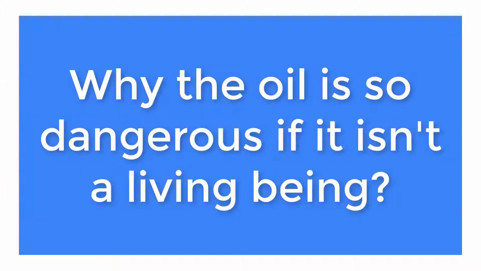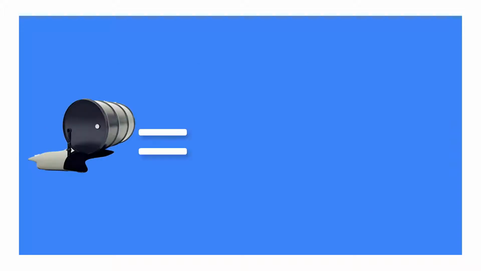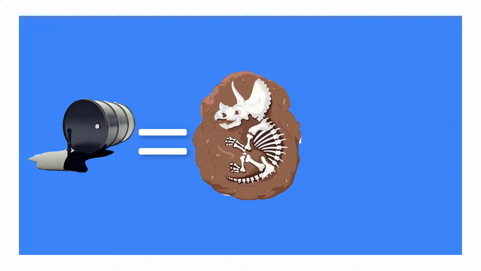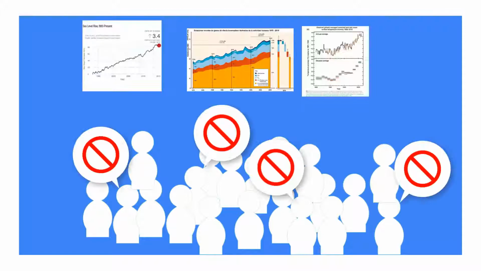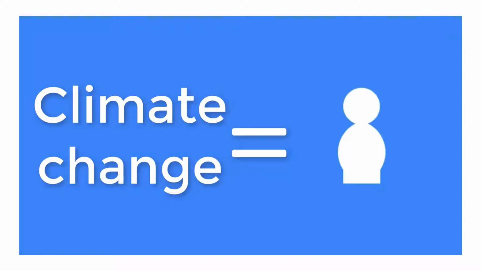But why is oil so dangerous if it isn't a living being? Easy. Oil comes from the fossils of dinosaurs, which have much carbon waiting to be burned or to come together with the atoms of oxygen in the air and then form carbon dioxide. Is this real? There are a lot of people who don't believe what the graphs and the science say. But without doubt, climate change is our responsibility.